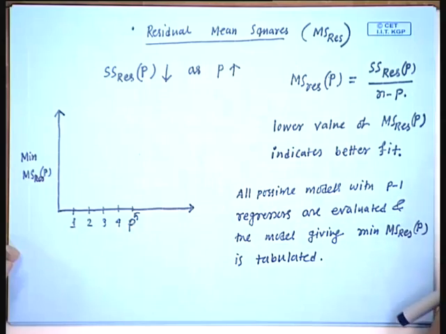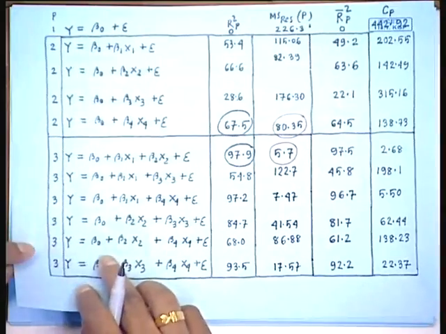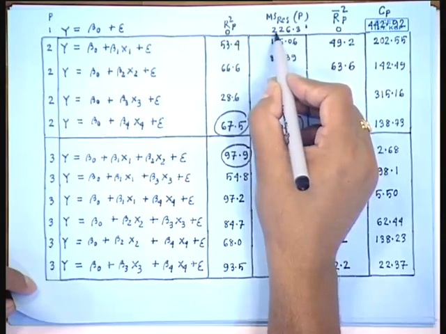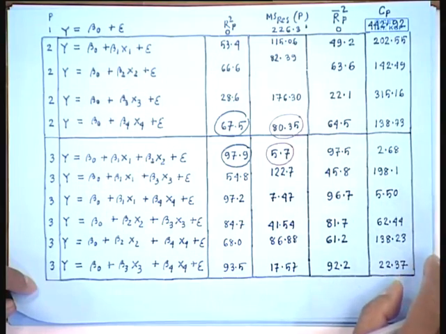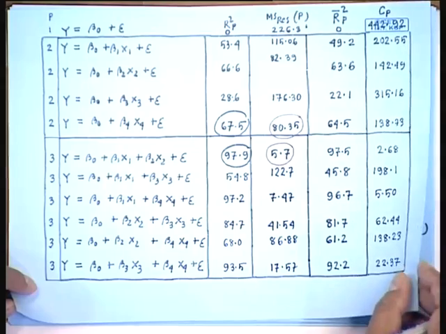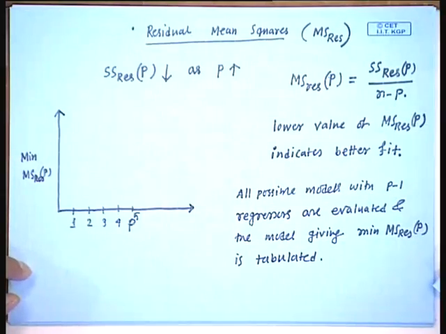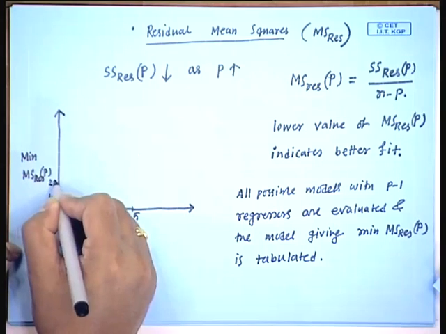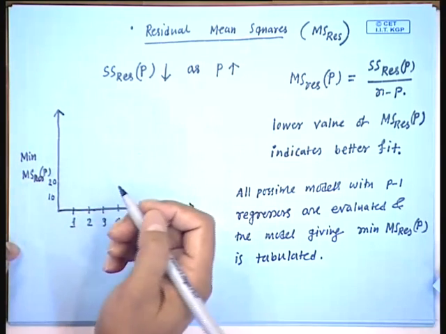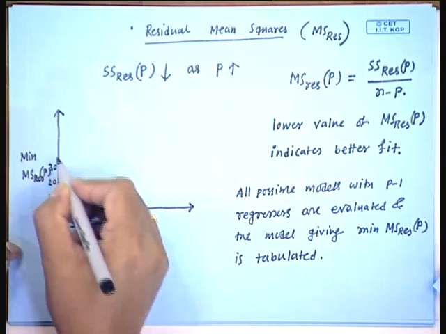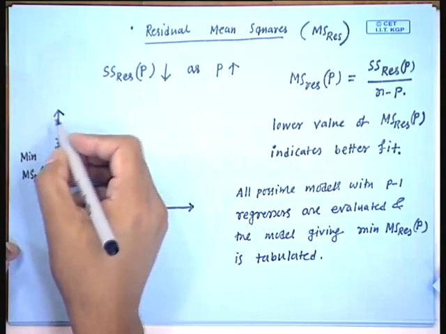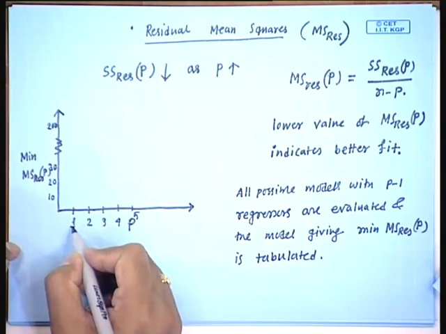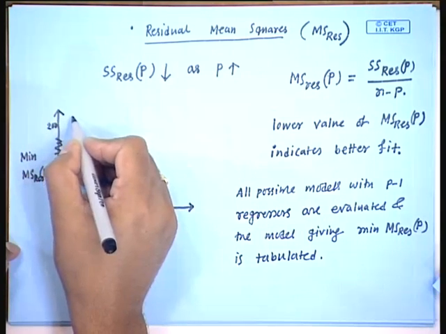Well, p equal to 1 means this model, no regressor. The MS residual value is 2 to 6, right. Okay, so suppose this is 10, 20, 30, and then it is maybe 200 here. So, for p equal to 1, it is 2 to 6. So, somewhere here.